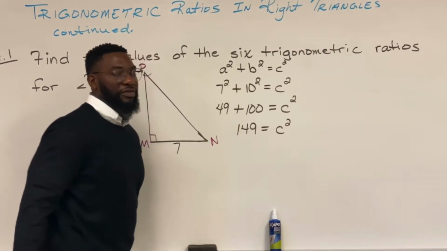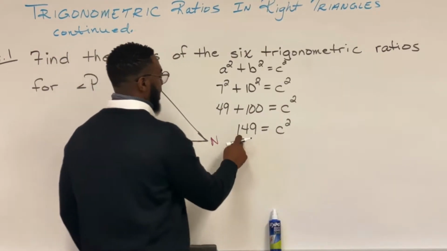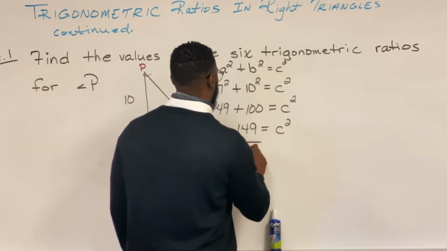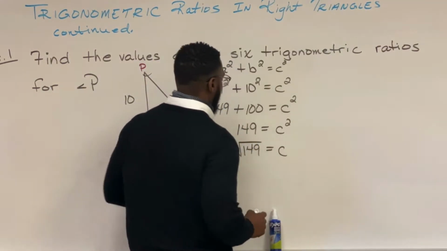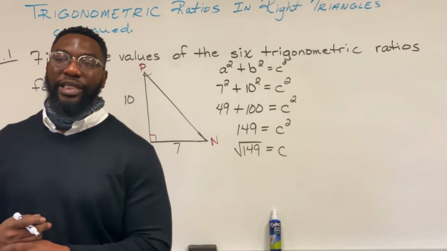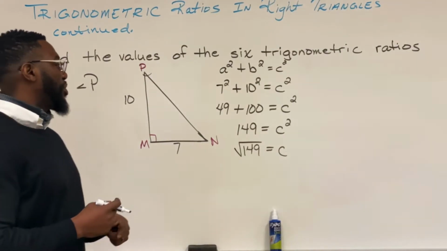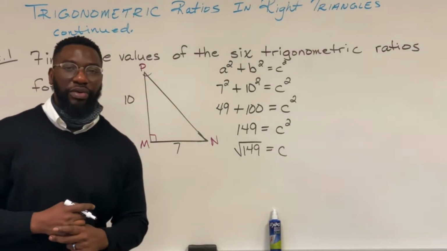The opposite of squaring a variable or a number is taking the square root. So we take the square root of 149. Now, usually we break down square roots where we find the decimal. In this case, 149 can't be broken down, so we're just going to leave it as the square root of 149.